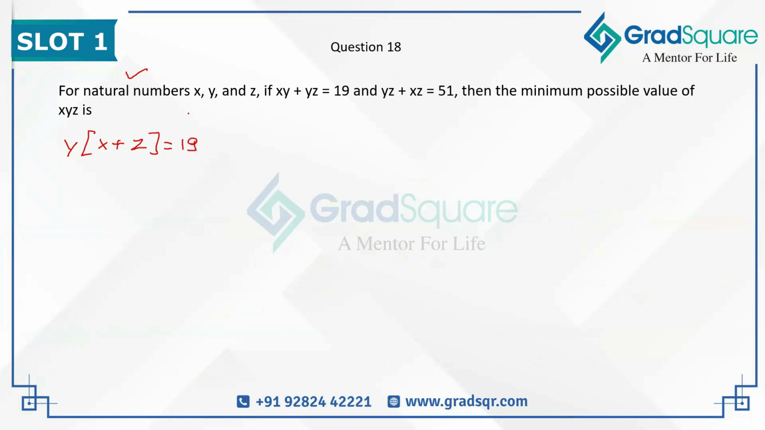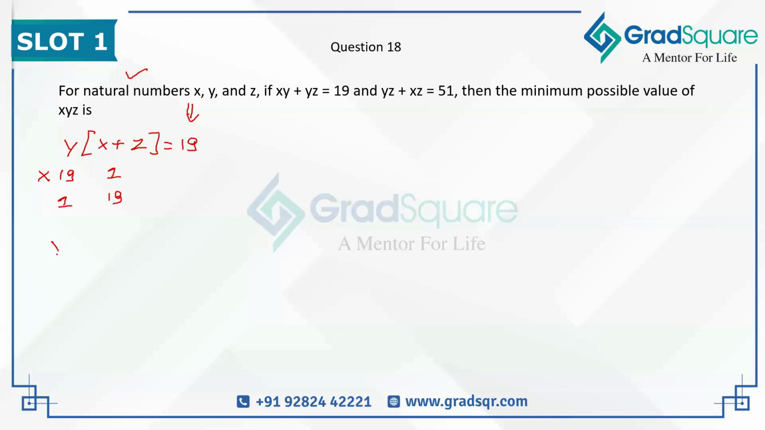One good thing about this 19 being present over here, and X, Y, Z being natural numbers, is that there is only one way in which you can write 19 as a product of two numbers, which is 1 into 19. So there are two ways to look at this. Y can be 19 and X plus Z can be equal to 1, or Y can be 1 and X plus Z can be equal to 19. Now, if X and Z have to be natural numbers, then the minimum value of X and Z is 1 and 1, and 1 plus 1 is 2. So this option is gone.